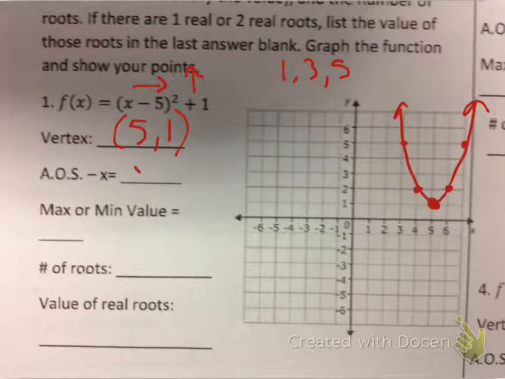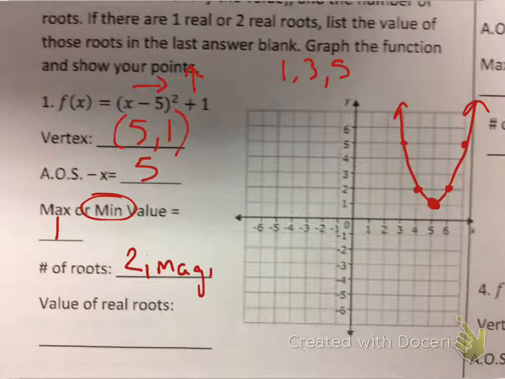Your axis of symmetry is 5, so you might want to make note that your axis of symmetry is always the x value of your vertex, and the max or min value, in this case min, is the y value of your vertex. The type of roots I have here are 2 imaginary, and if you got 2 imaginary, you have no real roots to give a value for. So you put here an N/A, not applicable. Anyways, there we go. That's number 1.